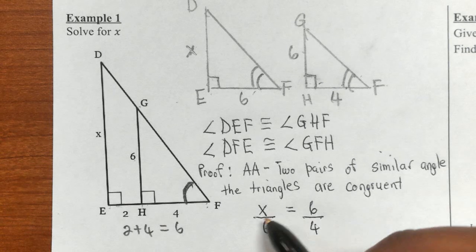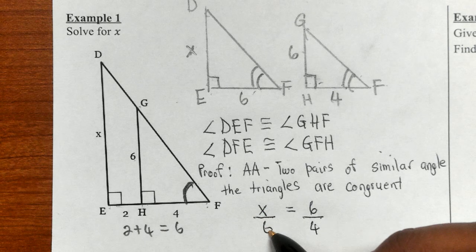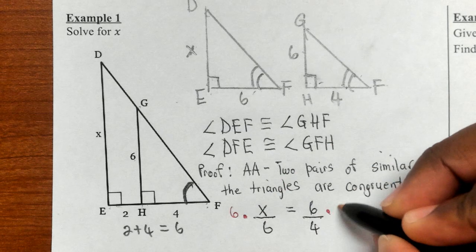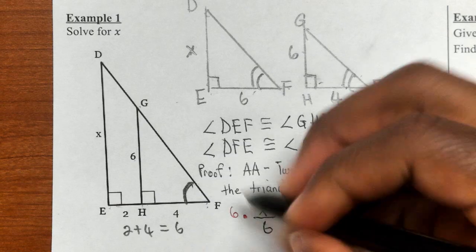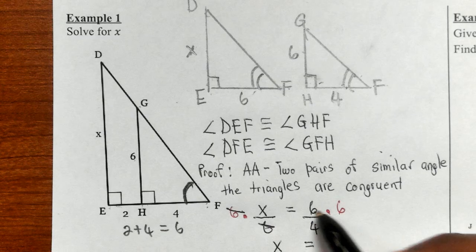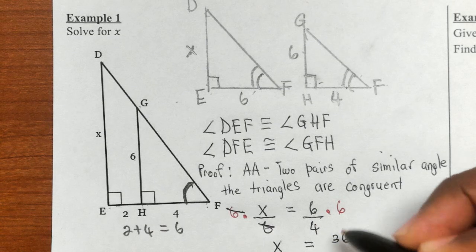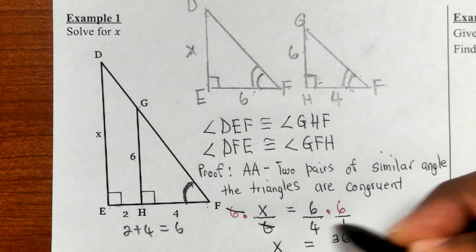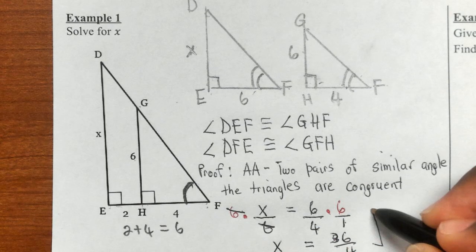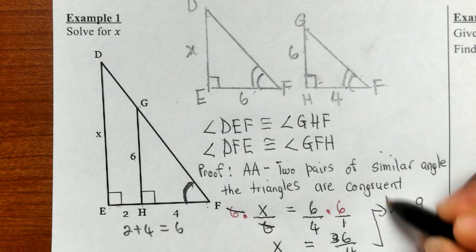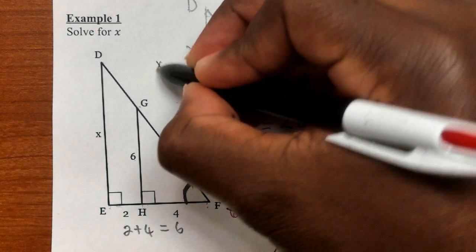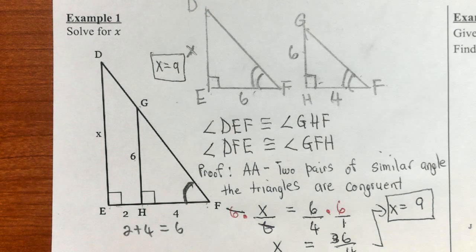So the first thing we're going to do is isolate the x by getting rid of this dividing by 6. To get rid of dividing by 6, you multiply by 6. You do the same thing on the other side. The multiply cancels the divide. So x is equal to 6 multiplied by 6, which is 36. And technically the denominator here is a 1. 4 multiplied by 1 is 4. 36 divided by 4 is 9. So this side right here is measured as 9. So again, just like that.